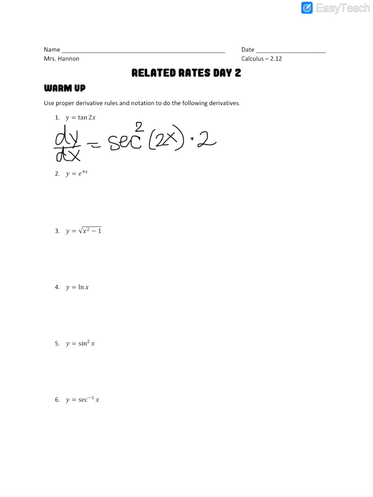Number 2, chain rule again. So we have the derivative of e to the 4x, which is e to the 4x, times the derivative of 4x, which is 4.